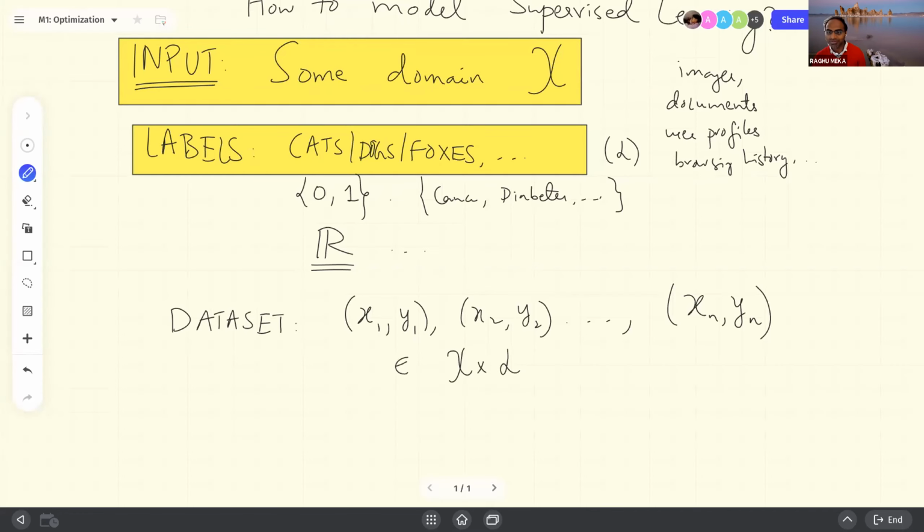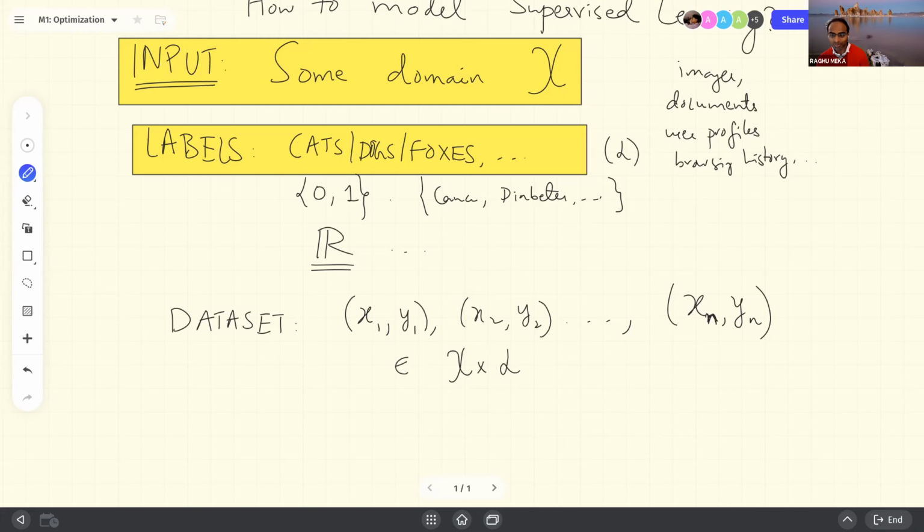So the labels are coming from some domain, either just cats, dogs, foxes, and so on, or 0, 1, or digits 0 through 9, or just real numbers, right? And so the data set is just a collection of tuples. This is what you're given as input. This is the labeled data set. And I have x1, y1, x2, y2, up to xn, yn. And for the most part, I'll try to be consistent throughout this course, and we'll use statistics notation in the sense that we'll use n as the number of samples or the size of the data set, and we'll use d for the dimension of where these things are coming from. Okay?